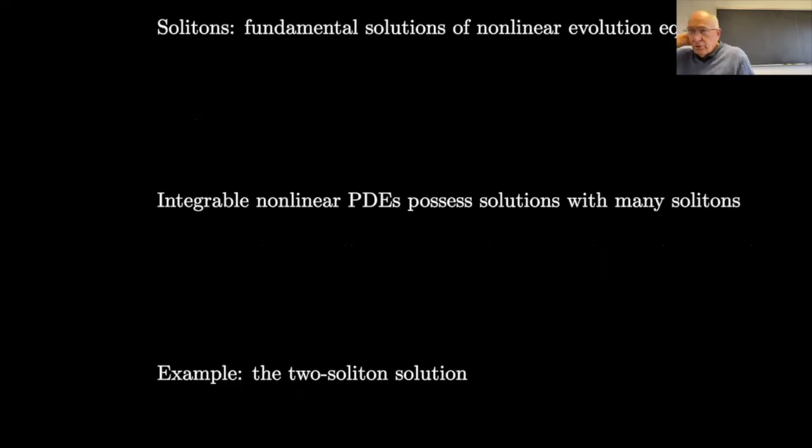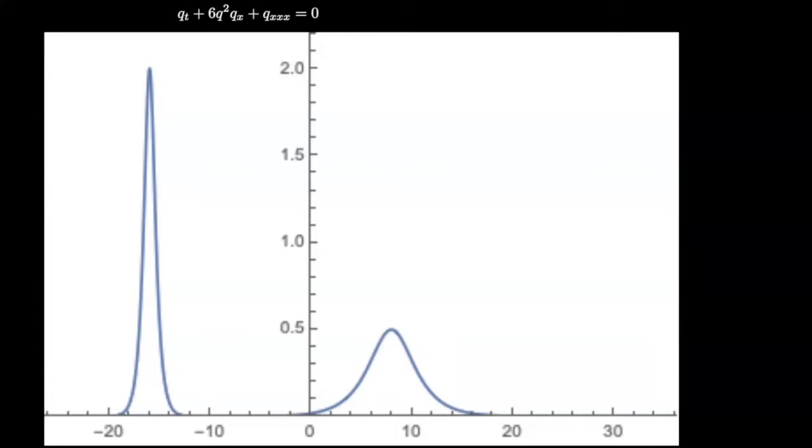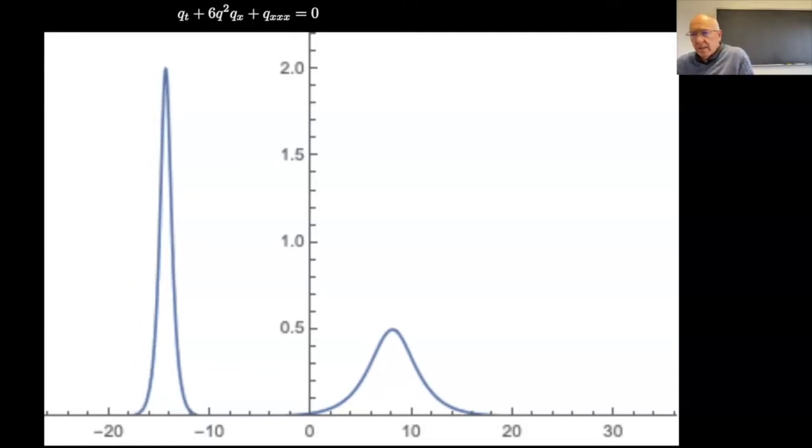Okay, so solitons are fundamental solutions of nonlinear evolution equations, and particularly in integrable nonlinear PDEs, they possess solutions that are called multi-soliton solutions or many soliton solutions. Actually, the fundamental example for me is not going to be a single soliton solution, but a two soliton solution. So here is an example. This is a plot of the solution of the modified KdV equation, initialized at time 0. So what you're seeing is the initial data, and now let's see what happens if we evolve it forward in time.